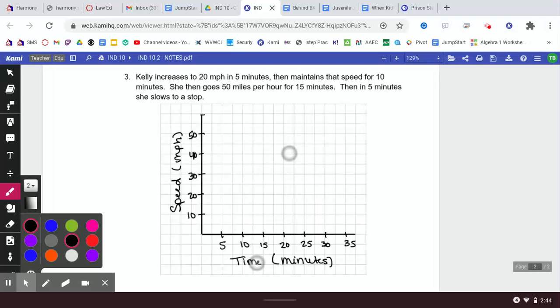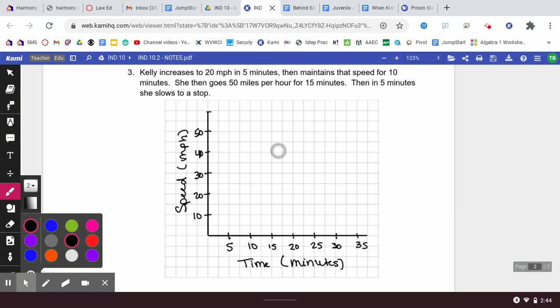All right, let's look and see what we've got going on here. So I'm going to bullet point this out. I've got that Kelly increases her speed to 20 miles per hour in 5 minutes. Notice that's worded differently. So in this first section, she's increasing her speed to 20 miles per hour, and she does that in 5 minutes. Okay, that's different than just saying she's going 20 miles an hour. So that should tell us we're going to have that catty corner kind of angled line because that's a gradual increase. Then she maintains that speed. Well, what is that speed?